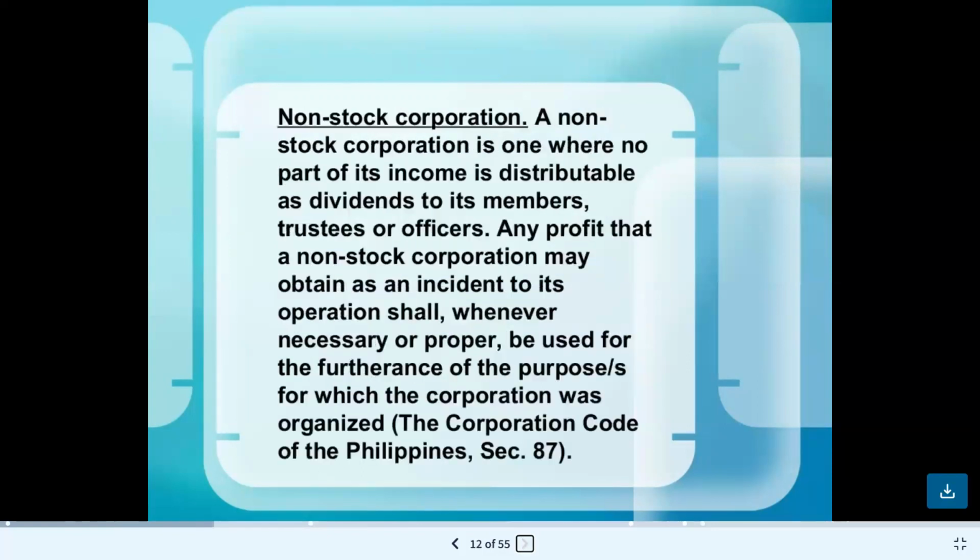That's a stock corporation. A non-stock corporation, on the other hand, is a corporation in which no part of its income is distributable as dividends to its members, trustees, or officers. Any profit a non-stock corporation may obtain as an incident to its operation shall, whenever necessary or proper, be used for the furtherance of the purpose for which the corporation was organized. Normally, non-stock corporations are for charitable, educational, or religious purposes, so you consider that as non-stock. A commercial corporation, like for businesses, for example, is part of the stock corporation.